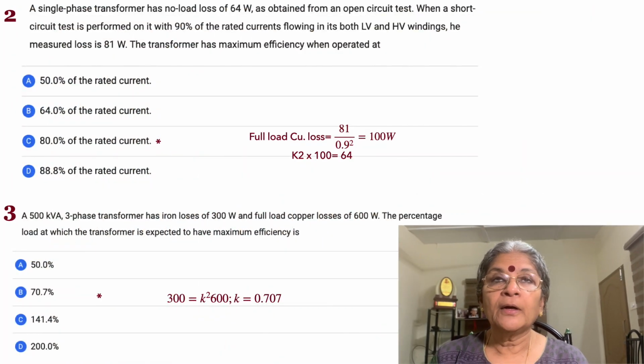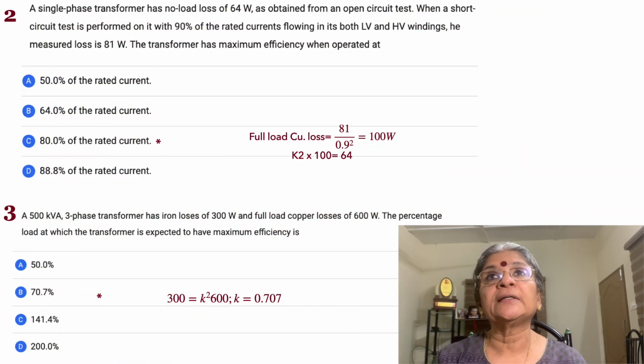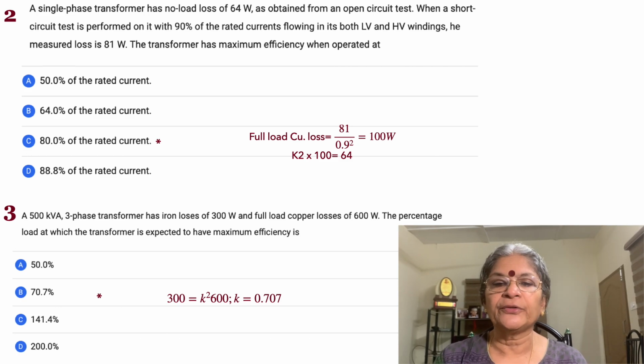Okay, so that will be appearing as copper loss, as K square times the full load copper loss. Those things can be remembered. That's all. It's actually very simple because the kinds of questions are repeated. A little bit of computation is required.